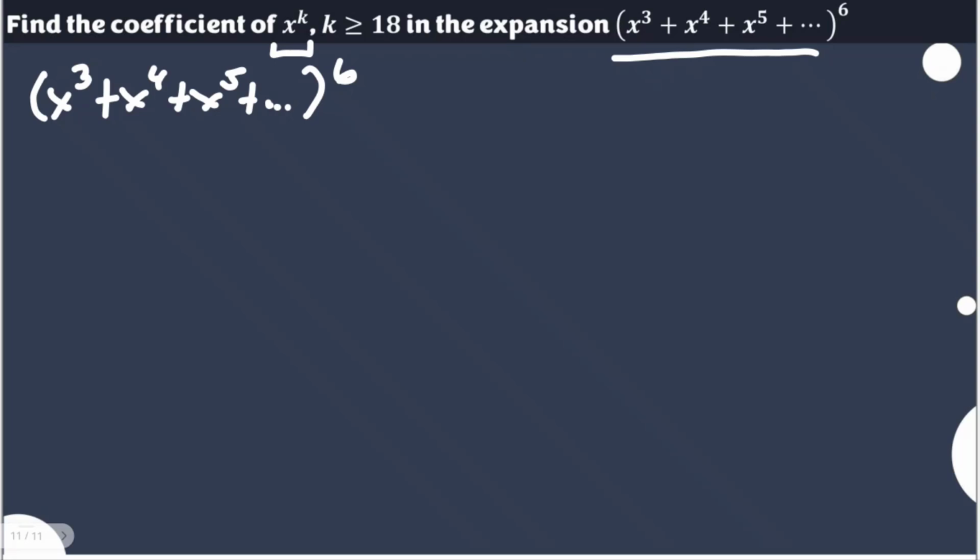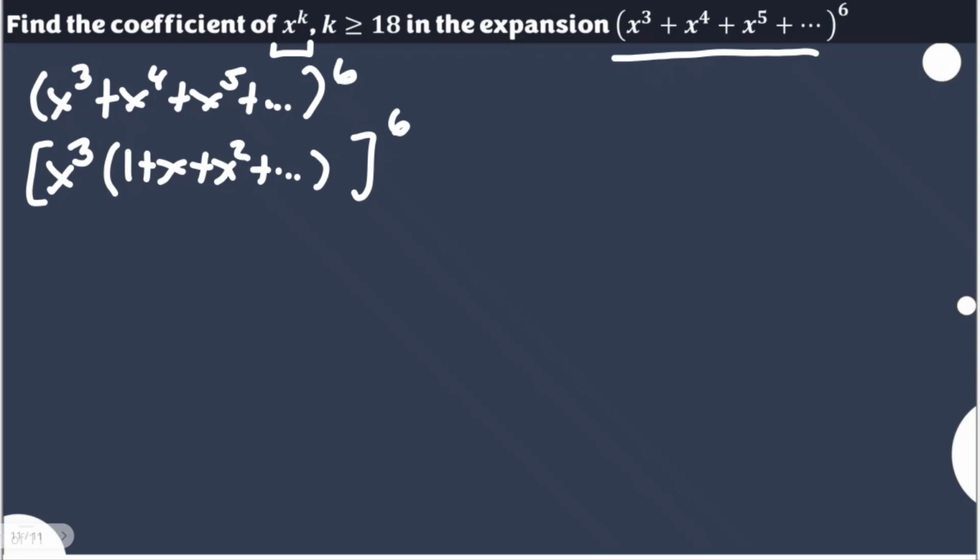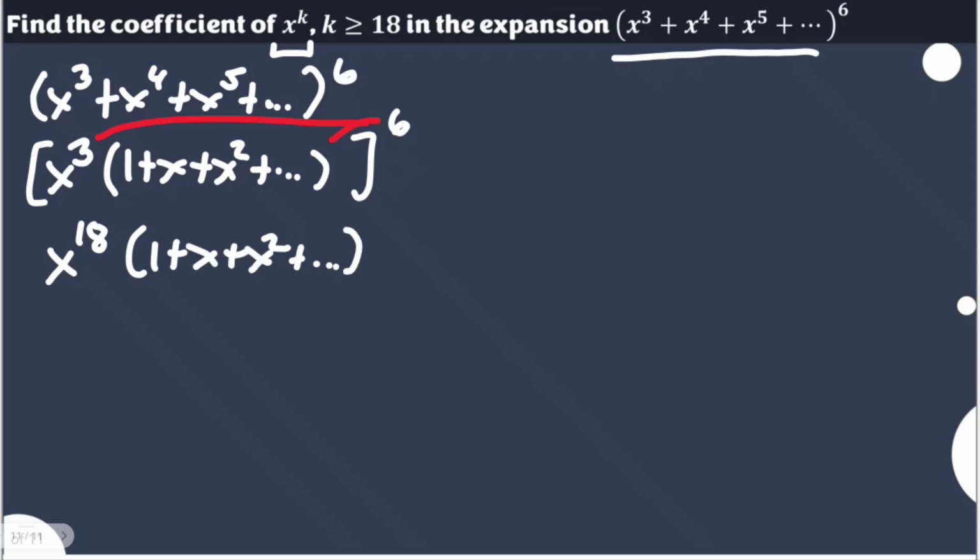Here, we can factor x cubed, as this is the greatest common factor of all the terms. So that's the least degree. Once we factor that, take note, this is still with the exponent of 6. So we will have 1 for the first term, x for the second term, x squared for the third term, and so on and so forth, still raised to the power of 6. Now, using the power law, where we distribute 6 there, we will get x to the power of 18 times 1 plus x squared plus dot dot dot raised to the power of 6.